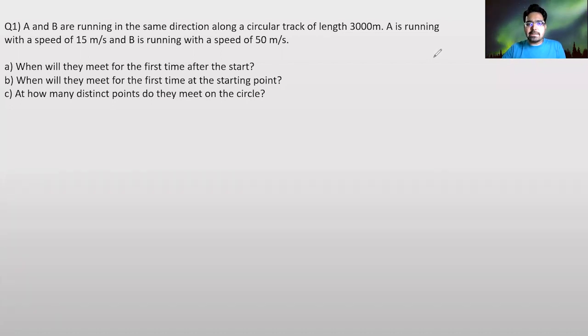Last 25 seconds. It's not a difficult question at all. We've done a very similar question. It's just a practice of that. Last 15.